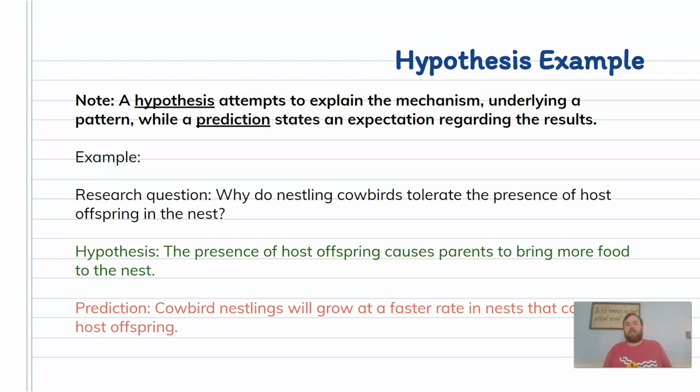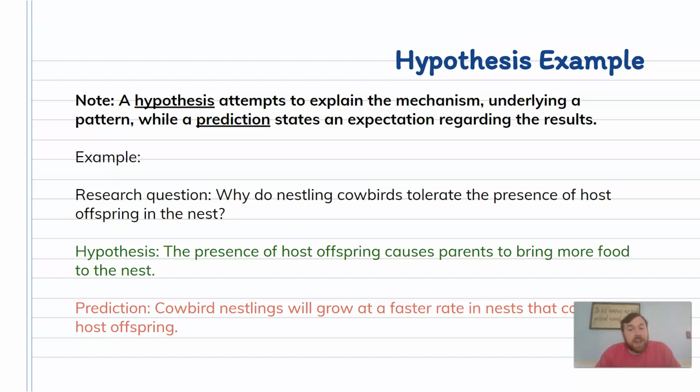So a hypothesis is going to attempt to explain the mechanism of what's going on, not necessarily what we will find in our research. So in this case, a hypothesis of why do nesting cowbirds tolerate presence of a host offspring in the nest, the hypothesis would be the presence of host offspring causes parents to bring more food to the nest, meaning I'm trying to explain why it's happening, not necessarily that it happens. I'm trying to explain the pattern behind what is going on, not necessarily the data itself.